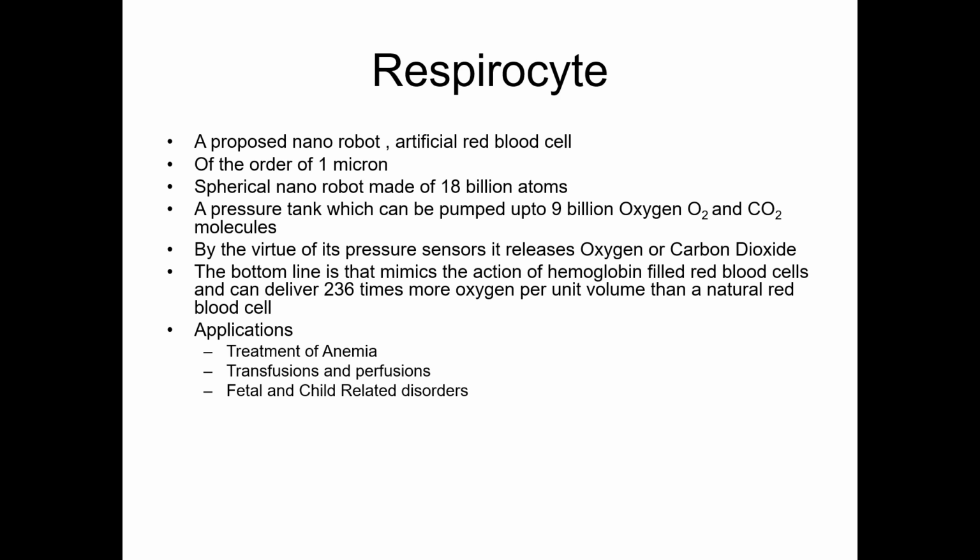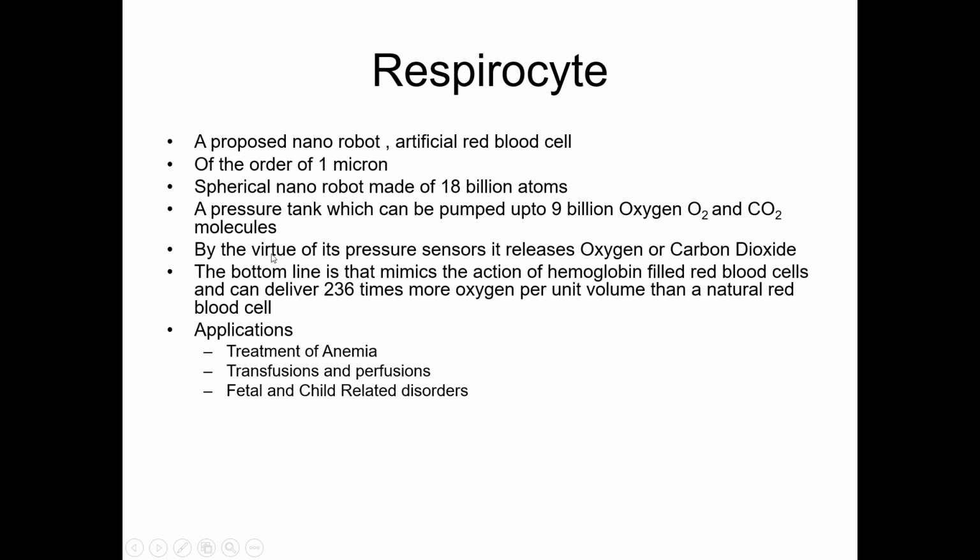We can have Respirocytes. What is a Respirocyte? It is basically a concept where we propose a nanorobot: an artificial red blood cell of the order of 1 micron. It is a spherical nanorobot made of 18 billion atoms. It has a pressure tank which can be pumped up to 9 billion oxygen and carbon dioxide molecules. That is what we can do with this kind of robot.